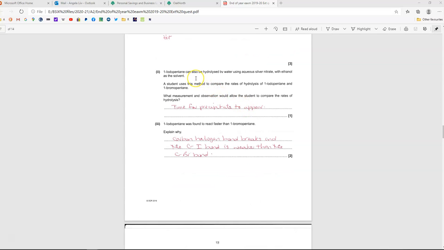Okay, so when you're hydrolyzing the haloalkanes, obviously what you're doing is looking at the time for the precipitate to appear. So the one that appears fastest, obviously, has the weakest bond. So why does iodopentane react faster than bromopentane? Because the bond is weaker between carbon and iodine than the carbon-bromine bond.